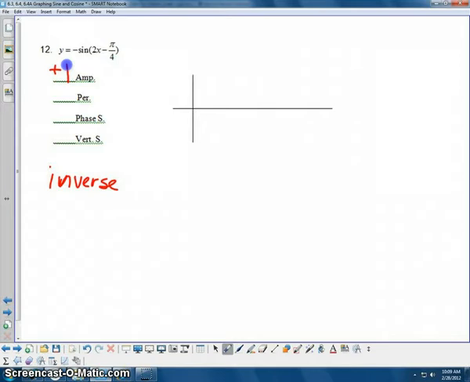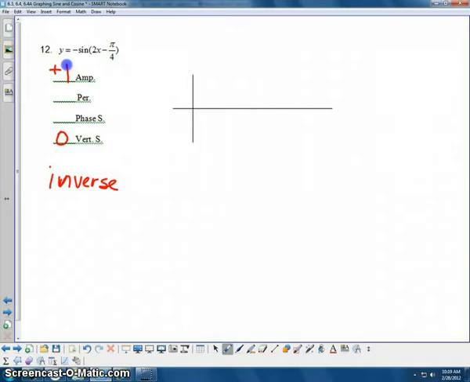No. How about a vertical shift? Do we have it moving up or moving down? Is there something added outside parentheses? No, that minus pi over 4 does not move it up or down. It actually moves it left or right. So our vertical shift is 0. So our first two things that we're worried about here, we're fine.